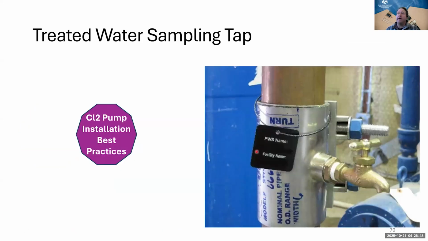And then we always want to have a treated water sampling tap. So here's an example of one. It's a smooth nozzle, so we can't hook up a hose to it and create a potential cross connection.